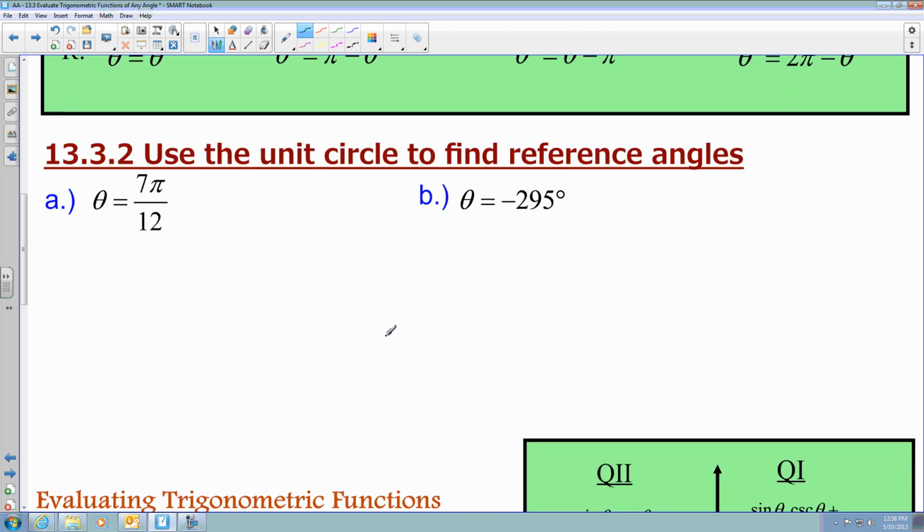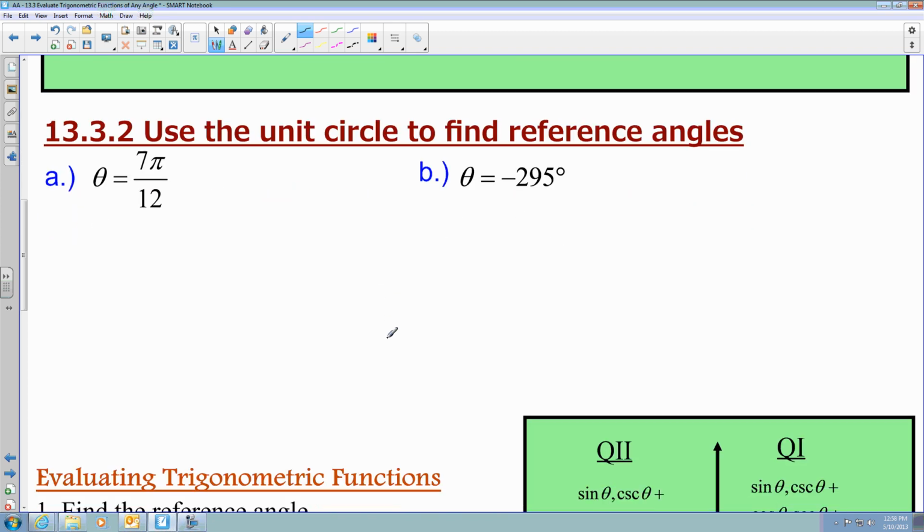So when you're looking at theta equals 7 pi over 12, first I'm going to try to get into degrees because it's easier to find it that way. So I'm going to multiply by 180 divided by pi. The pi's cancel out. Multiply this out, and this is going to give me 105 degrees. So 105 degrees looks somewhere right around here. And what I want to do is find what this angle is, and that's going to be my reference angle.